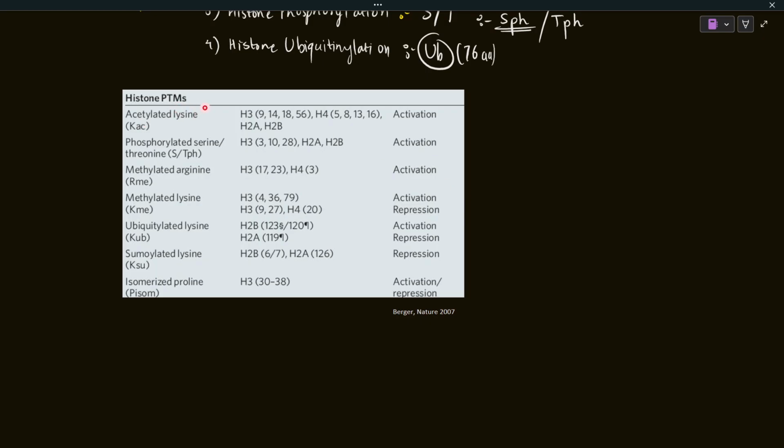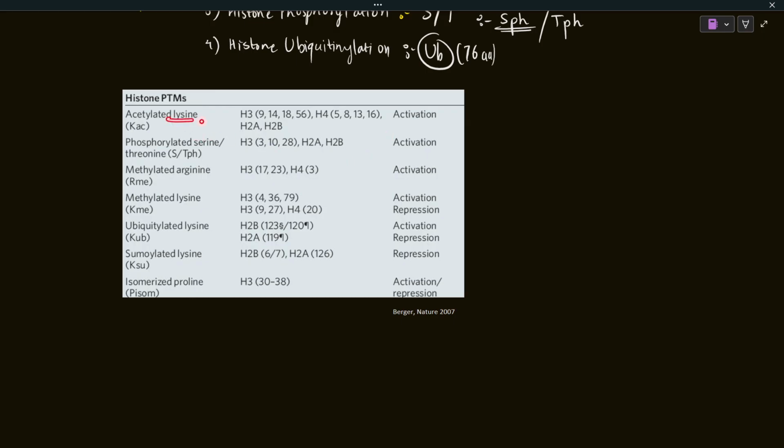As I told you, histone acetylation is always done on lysine. That lysine could be on H3 or H4, or on H2A or H2B, and it always leads to the activation of genes, so acetylation is an active mark. The ninth, 14th, 18th, or 56th lysine residue of H3 can be acetylated, and the fifth, eighth, 13th, or 16th lysine residue on H4 can be acetylated. This is very specific. You don't have to learn all of this.